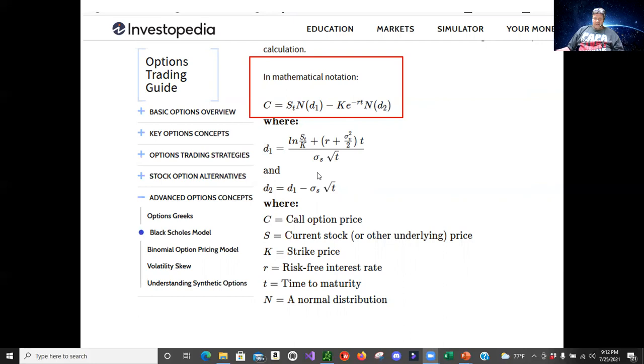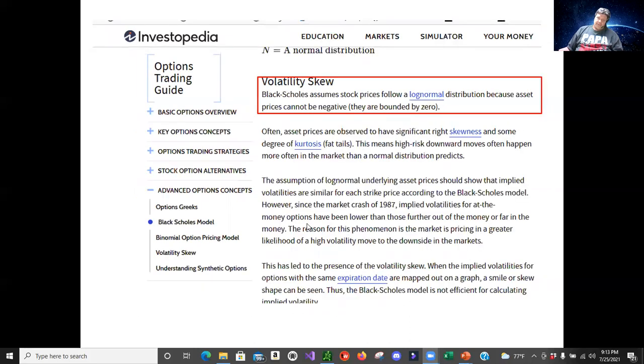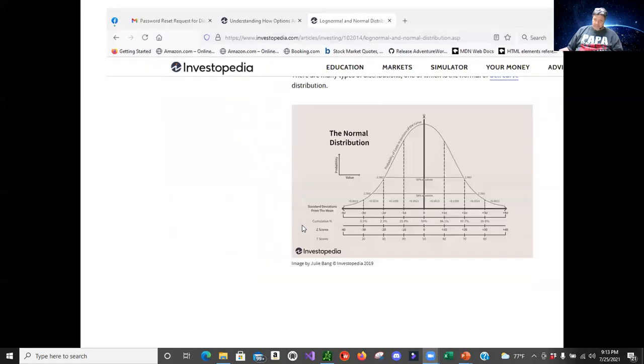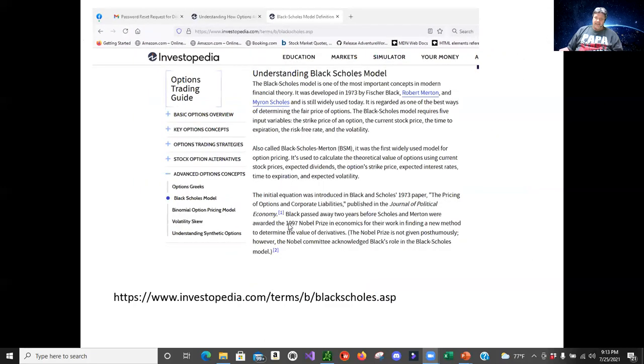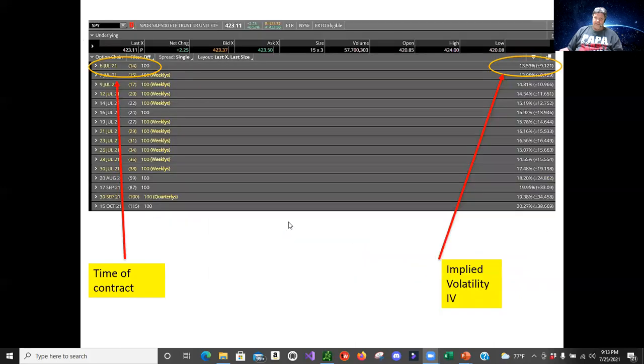I've tried to look at these before and figure this out. So basically, it's exactly what I said. C is the call option price, S is the current stock price, which is this guy right here, K is the strike price, R is the risk-free rate, T is time to maturity, and N is the normal distribution. So what does that mean? Well, it means it's a nasty formula to figure out.